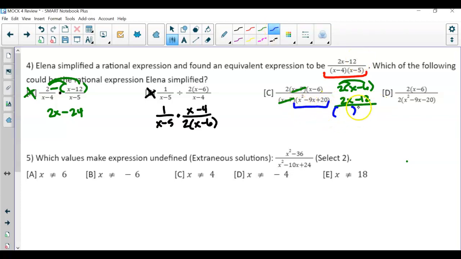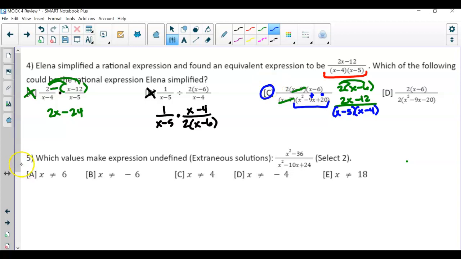Well, here I can go straight to parentheses. So what numbers multiply to get 20 and add to get negative 9? Negative 5 and negative 4. And notice how that is what we needed, and that's why here the answer was C.